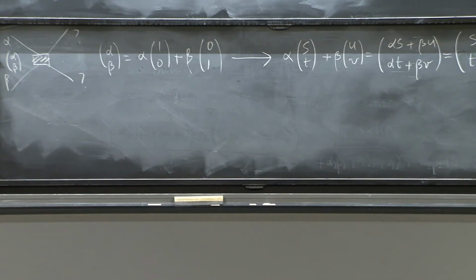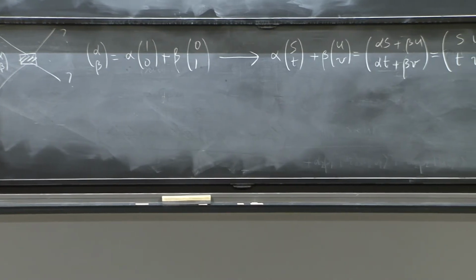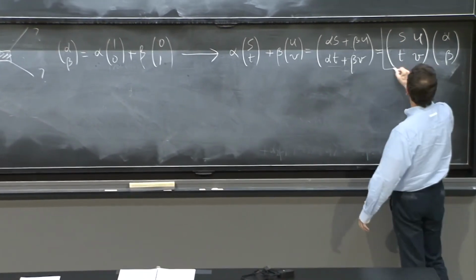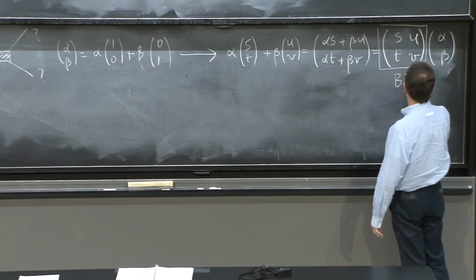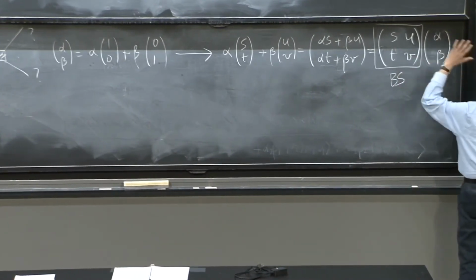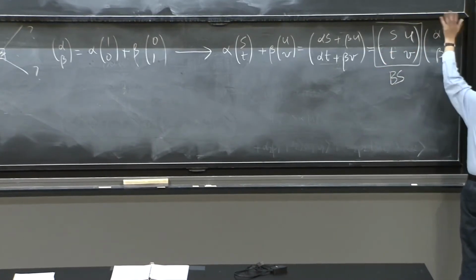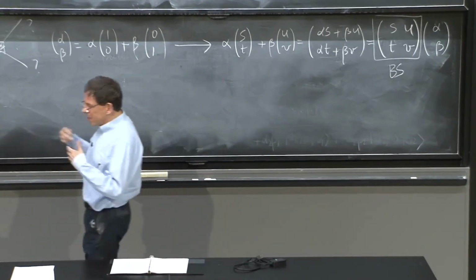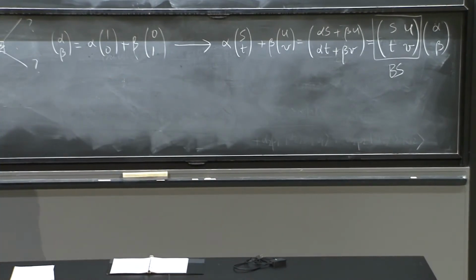And you get a very nice thing, that the effect of the beam splitter on any photon state alpha beta is to multiply it by this matrix SUTV. So this is the beam splitter. The beam splitter acts on any photon state, and out comes the matrix times the photon state. This is matrix action, something that is going to be pretty important for us.